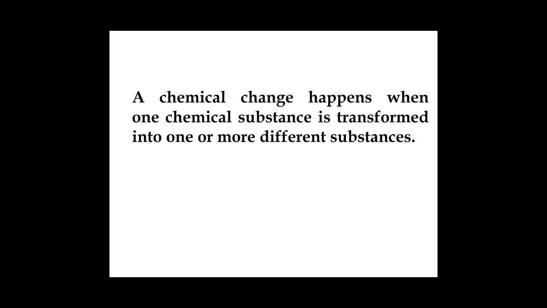A chemical change happens when one chemical substance is transformed into one or more different substances. One or more chemical species involved in the change are transformed into one or more different substances. Always you'll get different substances at the end of the chemical change. Then what is a chemical reaction?